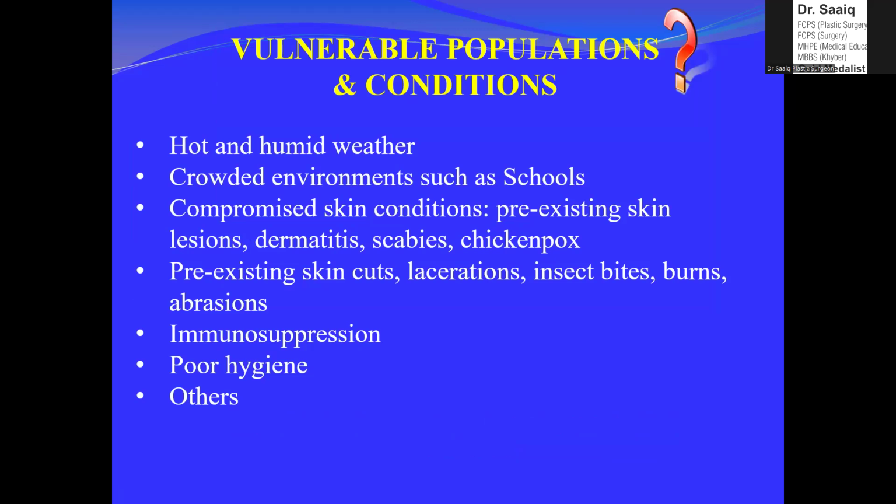Hot and humid weather is one predisposing factor. We come across such cases quite often these days. The other vulnerable population would be those who live in crowded environments, such as nurseries and schools. Compromised skin in conditions such as a pre-existing skin lesion or burns would also predispose to impetigo. Immunosuppressed individuals are more at risk. Similarly, those living in poor hygienic conditions may also develop such lesions.